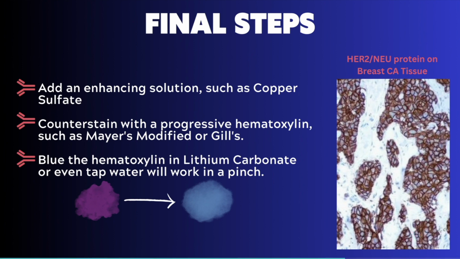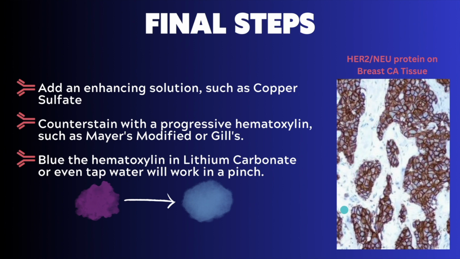Next, we will want some background differentiation or counterstain. The counterstain of choice is typically a progressive hematoxylin, such as Mayer's or Gill's. After this step, a final bluing solution can be applied. This will change the purple hematoxylin hue to a baby blue shade, which is a perfect contrast to the rich brown of the DAB precipitate.